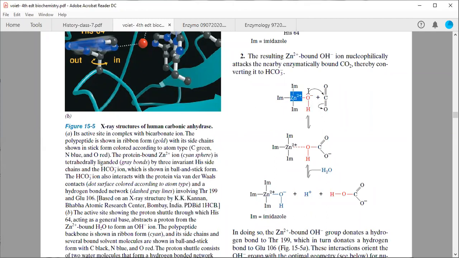So this is having a negative charge, so it will work like a nucleophile, and this is going to attack our CO2 molecule. So this is CO2. Okay, so this carbon is having a positive charge.